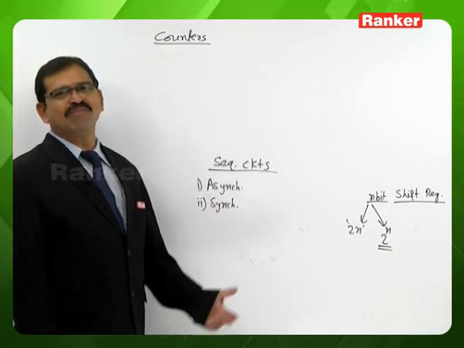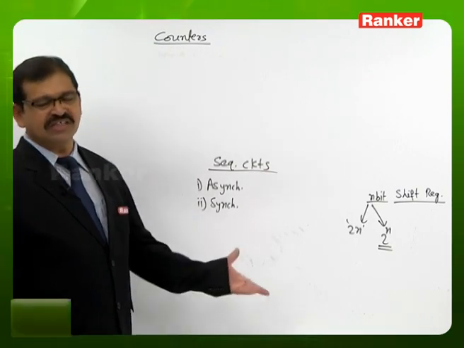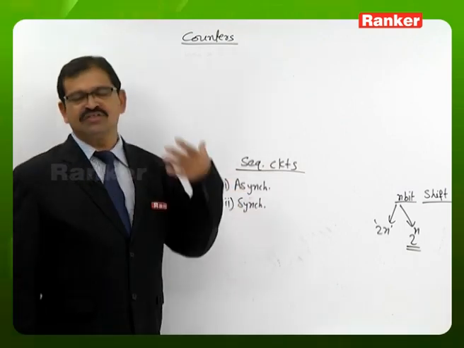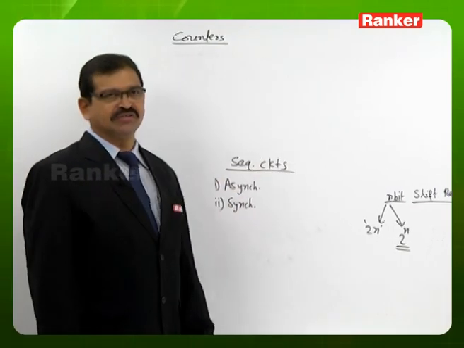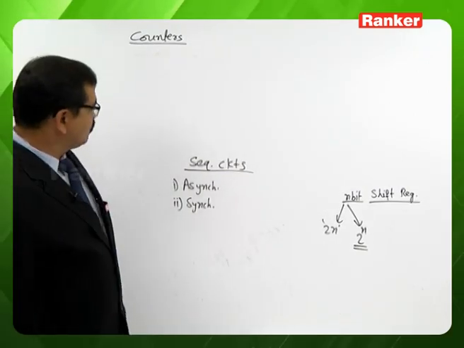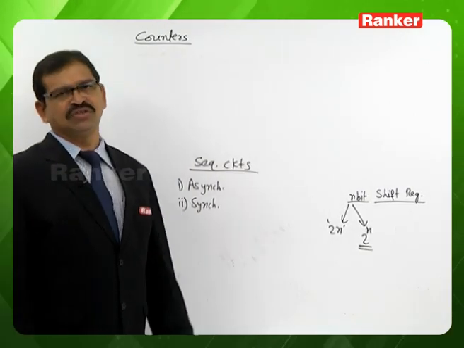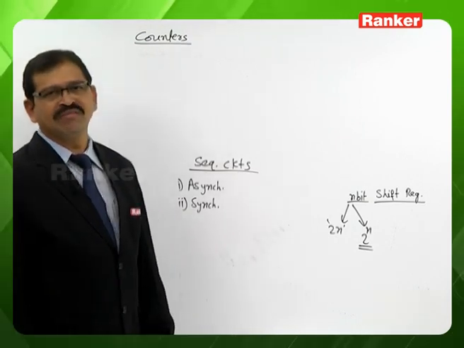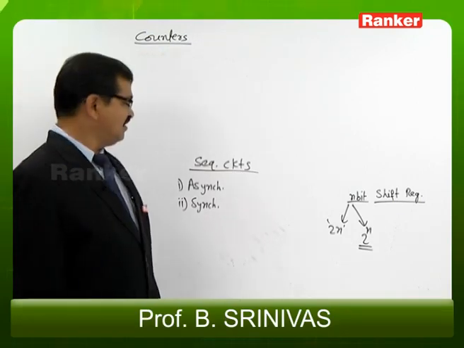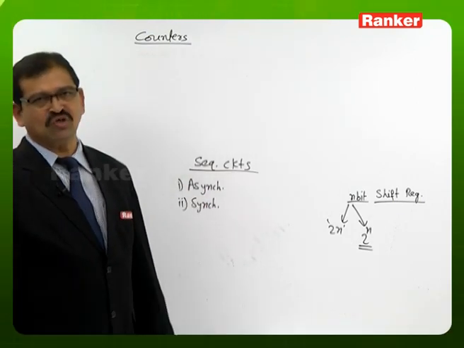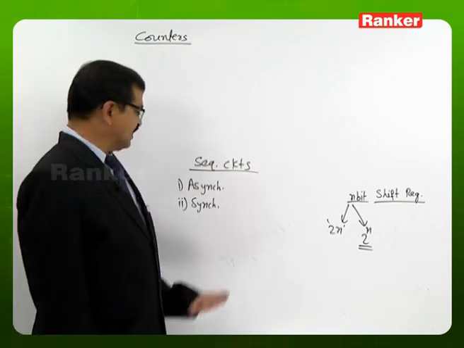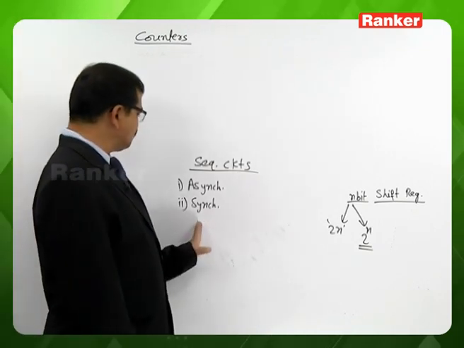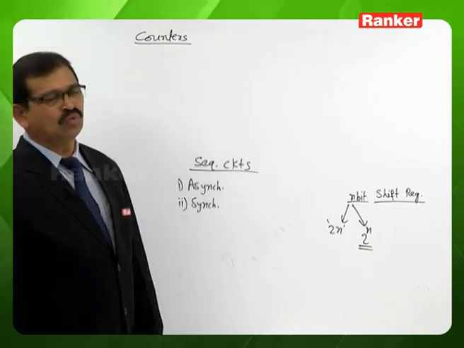We look at many examples of sequential circuits, such as sequence detectors, parity generators, counters, etc. Many other circuits are also sequential circuits. In all these circuits, there is a possibility of asynchronous operation and synchronous operation. With respect to counters, we have asynchronous counters and synchronous counters. In asynchronous counters, the clock is not common to all the flip-flops, whereas in synchronous counters, the clock is common to all the flip-flops.